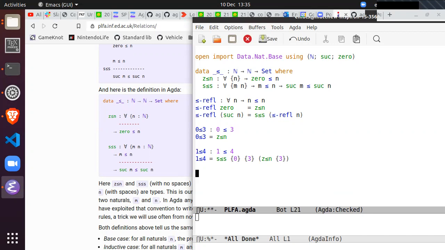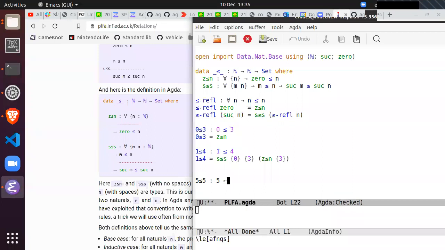So if you then want to prove that 5 is less than or equal to 5, you don't have to write out all the s's. You don't have to write out s suc s less equal to s, s equal to s. You can just go less than equal to REFL. Let's just check that.